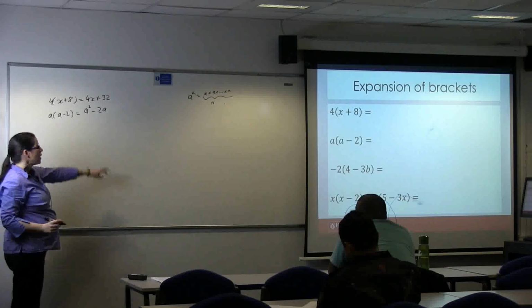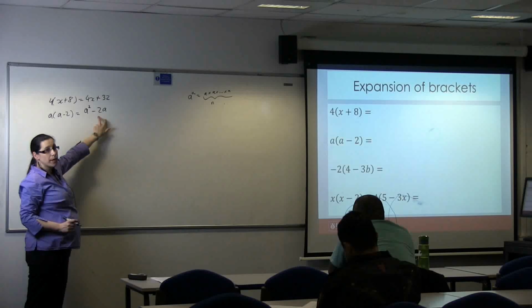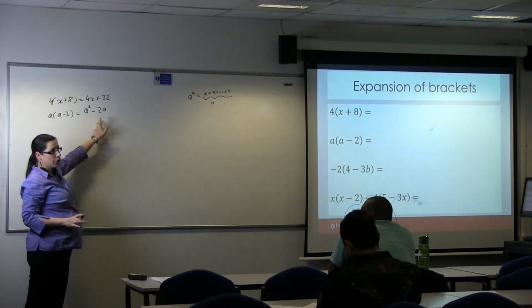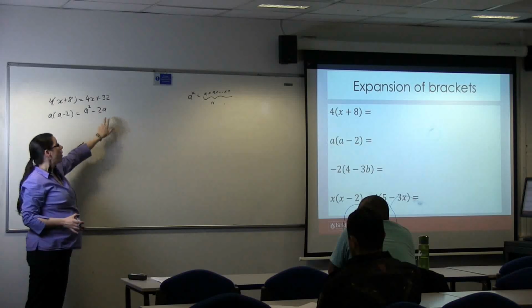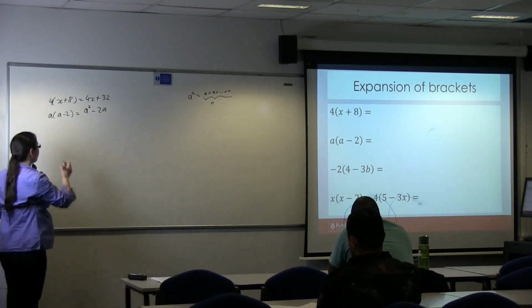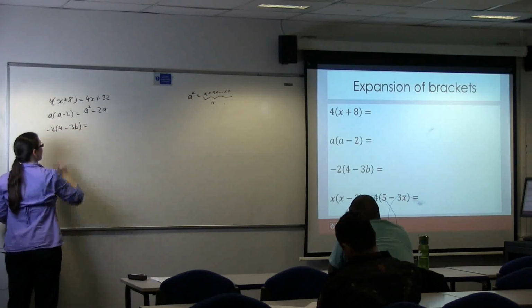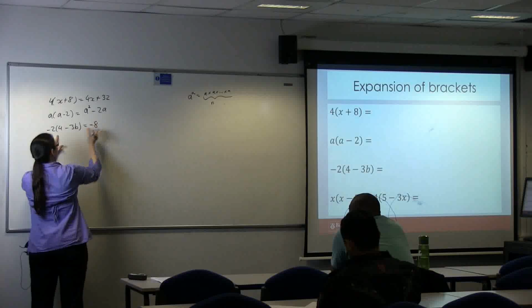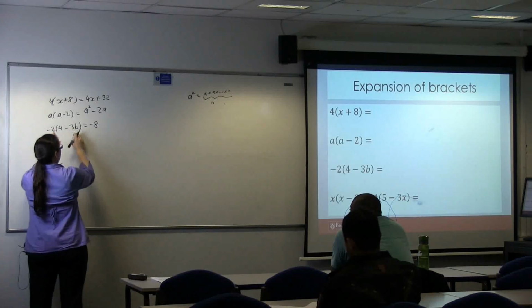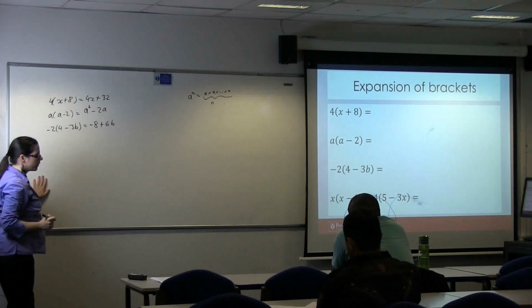Again, in mathematics, we like to have the numbers first and the letters second. But I could write a2 as well, not very common. Because multiplication is commutative, 2 times 3 is the same as 3 times 2. The 2 expressions would be equivalent, but this is what's more common in mathematics. So same, minus 2 times 4 gives me minus 8. Minus 2 times minus 3b gives me the positive 6b. Negative times negative gives me the positive.